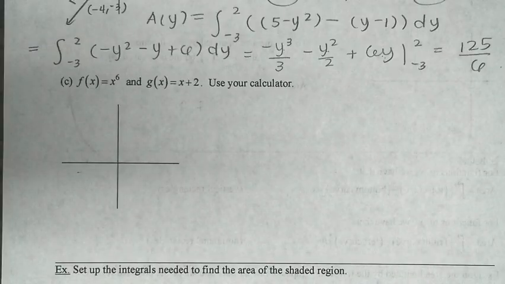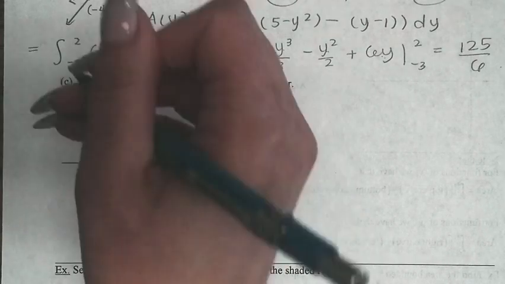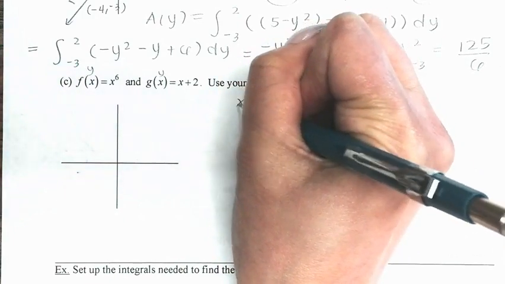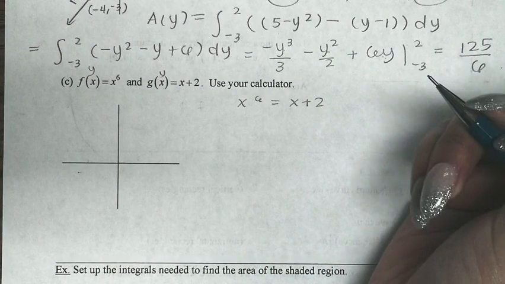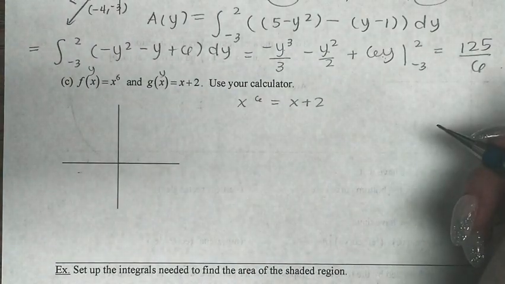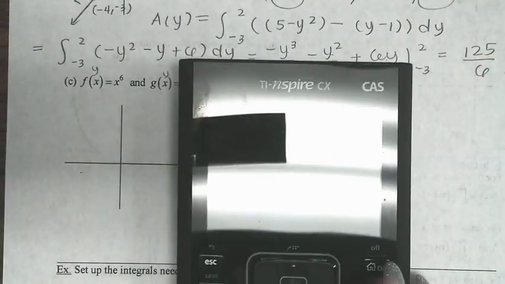In the next example, you have f of x equal to x to the power of 6 and g of x equal to x plus 2. They want you to use the calculator. Why do they want you to use a calculator? Because you know that this is like having y equals that, y equals that. So they want you to do x to the power of 6 equal to x plus 2. When you do that, solving the situation is not simple. So what are you going to do? Following the instructions, you are going to use your calculator.